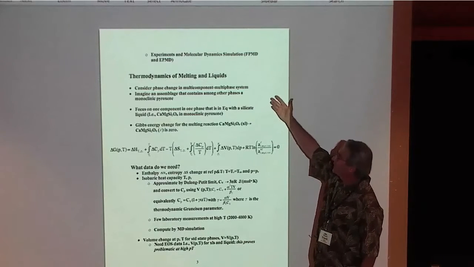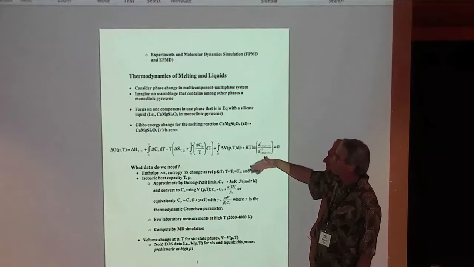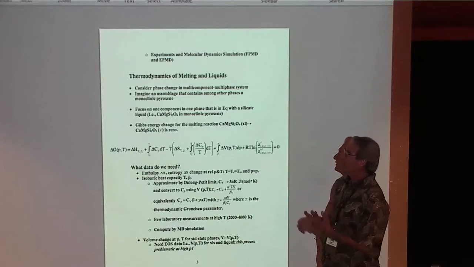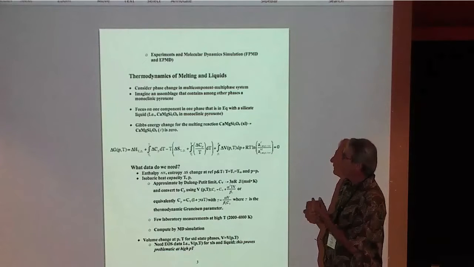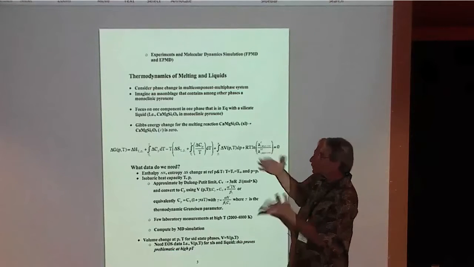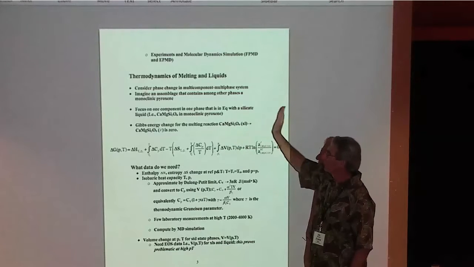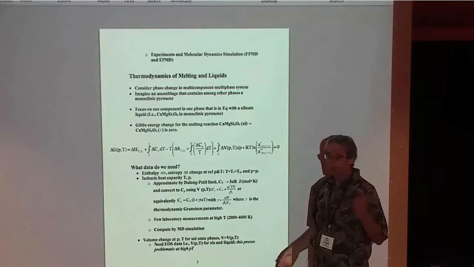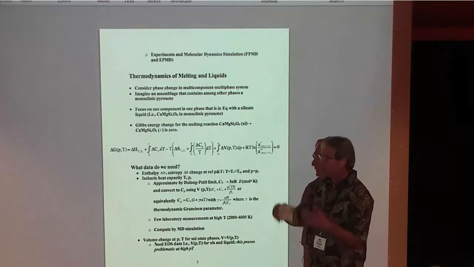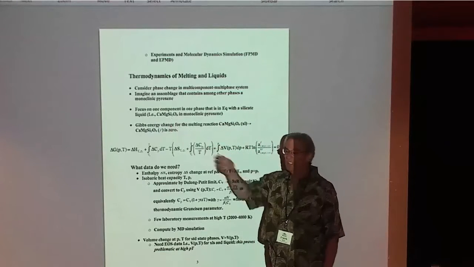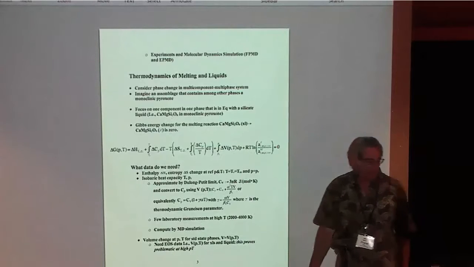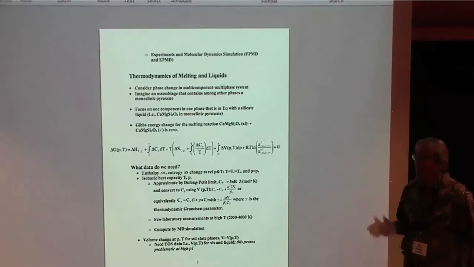So let's just consider how you look at this phase transition. The way I'm setting this up is, let's just imagine we have, for a start, and we'll go back and forth here, a one component, one phase system, right? So we're just looking at the melting of water, ice to liquid. Except I'm looking at the melting of CaMgSi2O6. Don't worry about it if you're not a mineralogist, it's a monoclinic pyroxene.